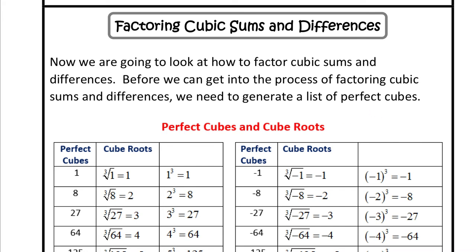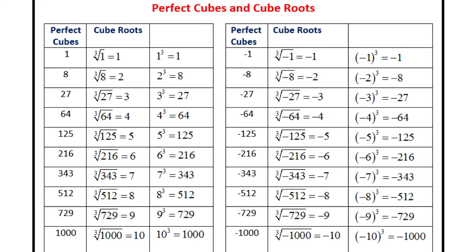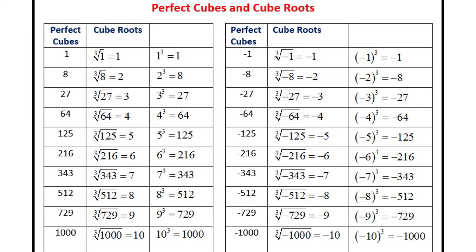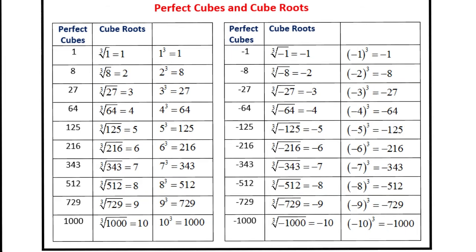And so here below we have a list of perfect cubes. Okay, so 1 is a perfect cube because the cube root of 1 is a whole number, 1. Which means that to check it, if I raise this 1 to the power of 3, does it give me back the perfect cube? Yes.